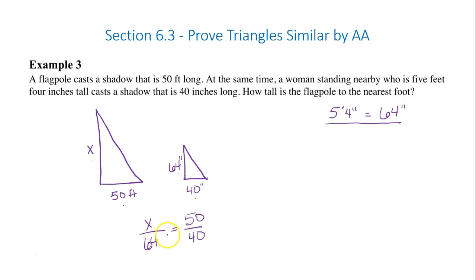And then we can just do our cross multiplication, or actually this time we can say, since x is in the numerator here, multiply 64 on both sides, and we get 80 for our answer. And the unit of measurement, remember, is in feet. So x here is 80 feet. And that is how tall the flagpole is. Okay, so let's do the last example I have for you.